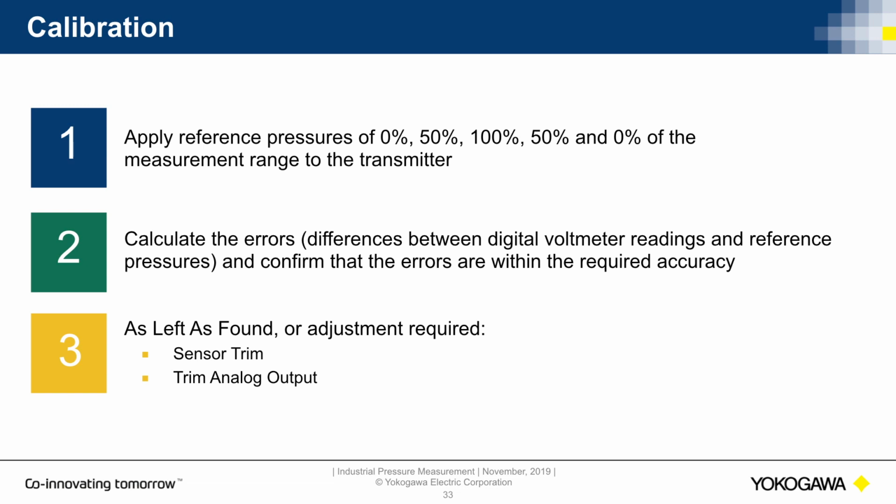So at each point, you're going to calculate the errors, so the difference between that output you're reading from the transmitter and your pressure reference, and make sure the errors are within the tolerance of your required accuracy. And hopefully, everything's good, as left as found, you don't have to adjust anything. But if you do find that it is off at various points, we have some means of trimming these transmitters, sensor trim, and trimming the analog output, which I'll go into a little bit of detail on how to do that.